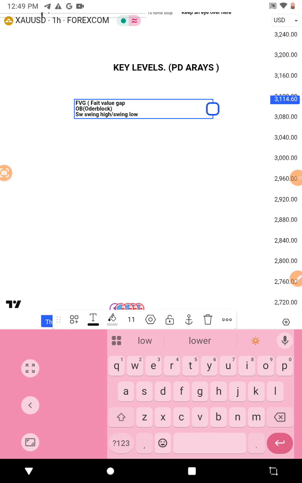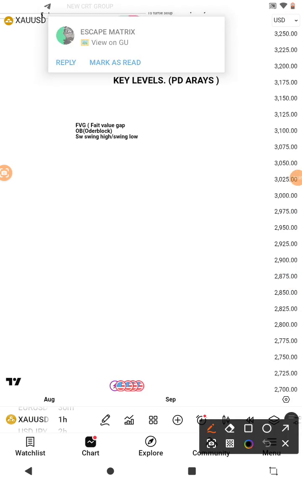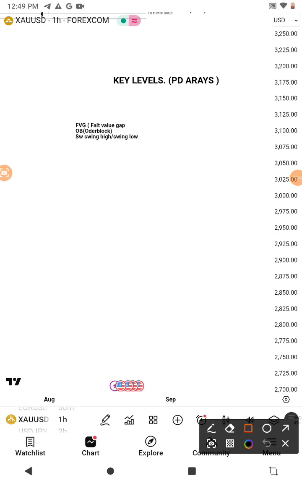These are the most effective and the most useful key levels I normally use in every trade. Stick with this: fair value gap, order block, swing high, and swing low. Don't go beyond this. Just stick with this. Let's say in a higher time frame, don't go down to lower.